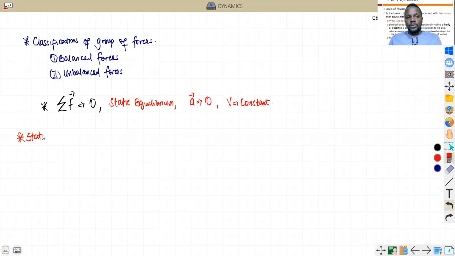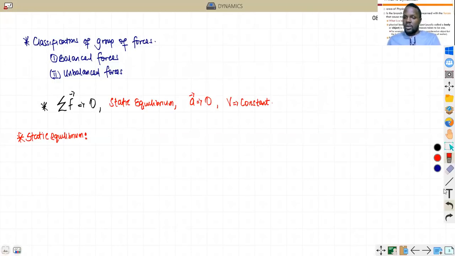Now, static equilibrium. About static equilibrium, my dear students, it is all about a step at a time. We don't need to rush ourselves. Now, we say when the body is undergoing static equilibrium, the total force on the body is said to be what? Initially at rest, or the amount of force acting on the body is 0.